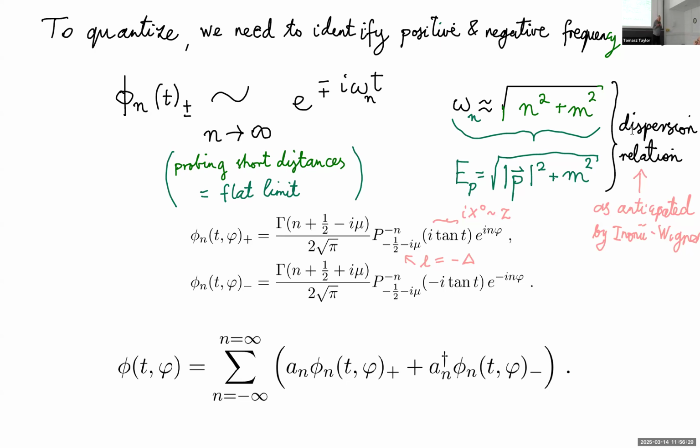Now, for this observer, we have a unique vacuum, and actually this is the zeta group invariant vacuum, as you will see later. This is essentially the vacuum which is annihilated by the annihilation operators. There's only one vacuum state.